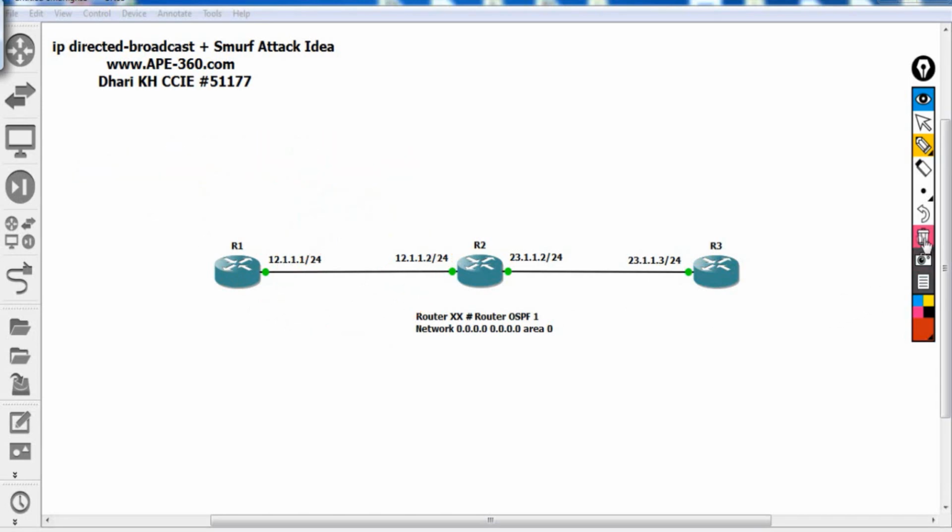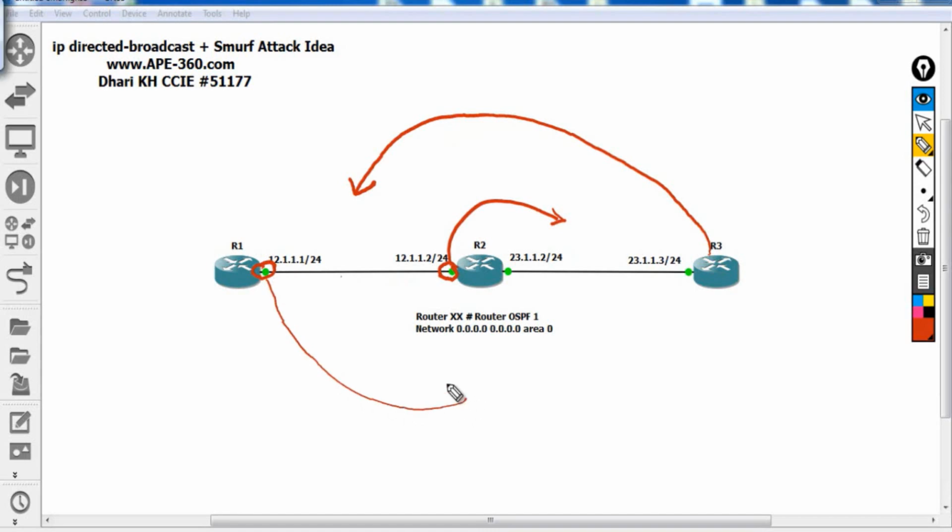So router 3 needs to send a broadcast to this network, and of course everybody on this network should reply. Router 2 should reply, yes, I am there. Router 1 should reply as well, yes, I am here, then everything is fine. Now the question is, without this command IP directed broadcast, what is going on in this scenario when router 3 sends a broadcast to this network?